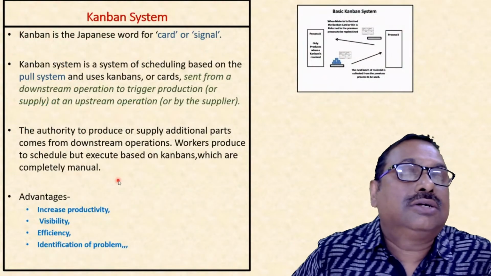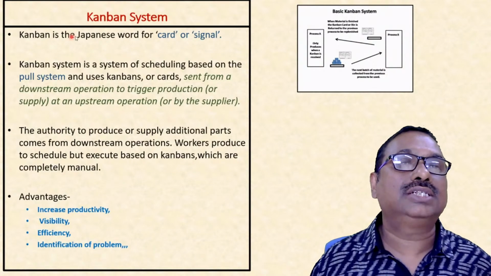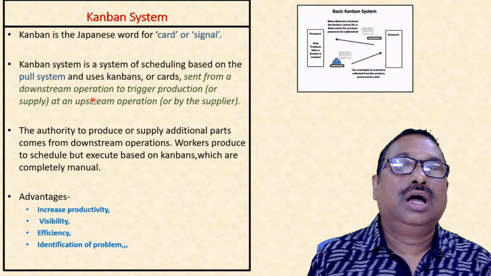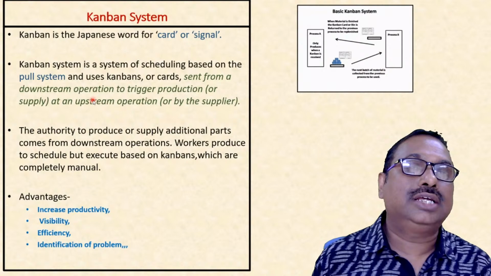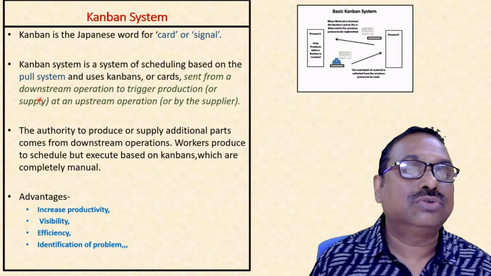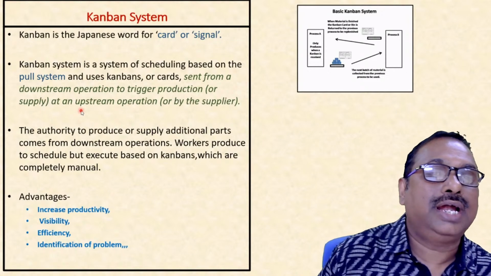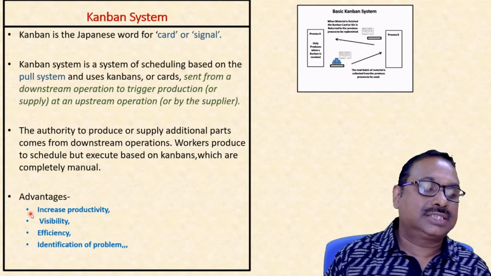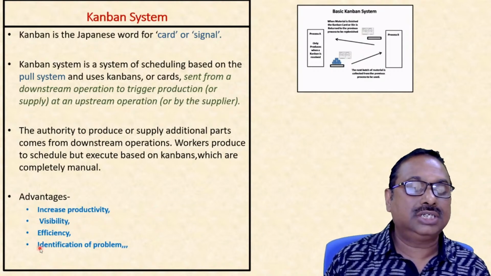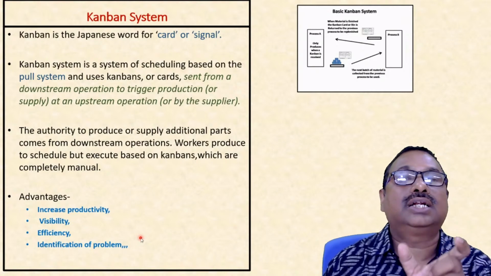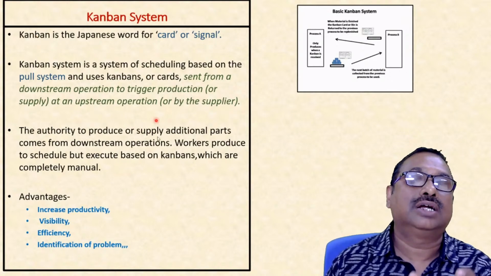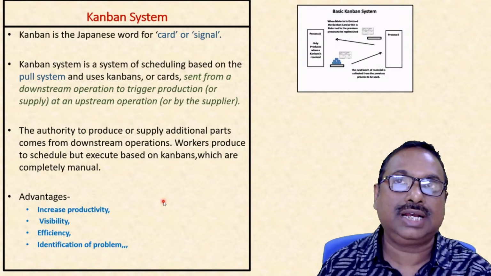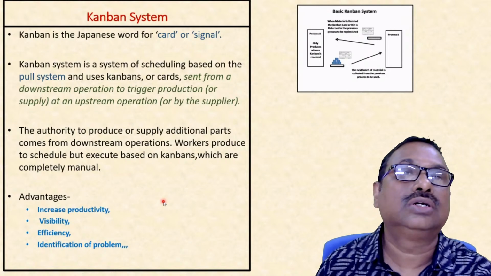So this is the Kanban system. Kanban is a type of pull system. Kanban is a Japanese word for card or signal. The Kanban system is a system of scheduling based on the pull system that uses Kanban cards. It is sent from a downstream operation to trigger production or supply at an upstream operation. The advantages are increased productivity, visibility, efficiency, and identification of problems. There is a card attached. In the card, all things are written, like a flowchart. If you see a card, you can know the history and everything.